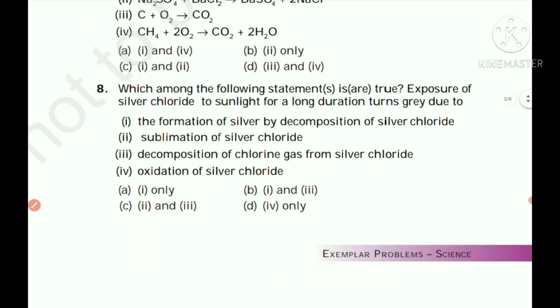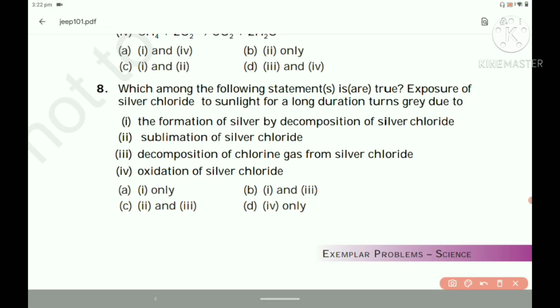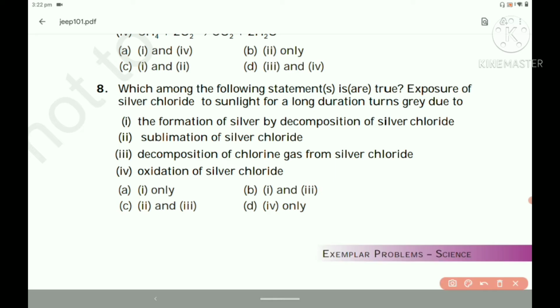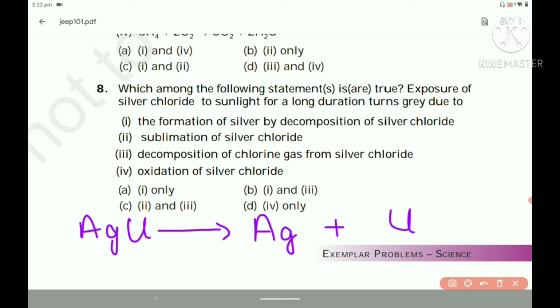Okay. Which among the following statements is or are true? Exposure of silver chloride to sunlight for a long duration turns it grey due to... I hope you remember this. Let's take a different color. AgCl, silver chloride, decomposes to form Ag and Cl2, right? It's not balanced. You can balance it, put a half here, or you can put 2 and 2 here. So what is this reaction? It's a decomposition reaction in the presence of sunlight.